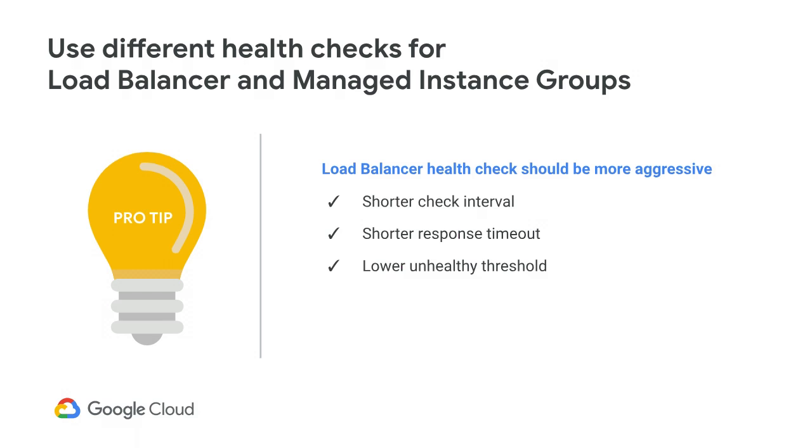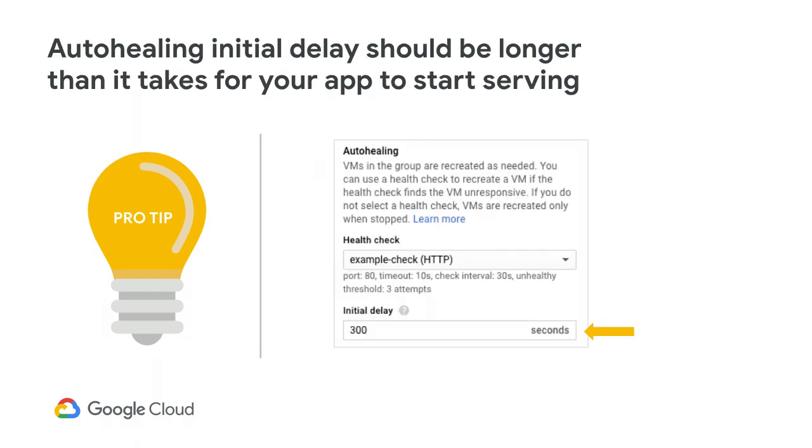Another pro tip is that when you configure auto-healing, make sure you set the initial delay to a higher value than it takes for your machine to start. During the initial delay, auto-healing will not touch unhealthy machines, to give enough time for the application to boot. Of course, while the VM is booting, it will be unhealthy because your application is not yet serving. So if you set the initial delay to longer than it takes for the application to start serving, you will make sure that auto-healing will only recreate a machine when it is really unhealthy and not because it's still booting. So let's see how auto-healing works.